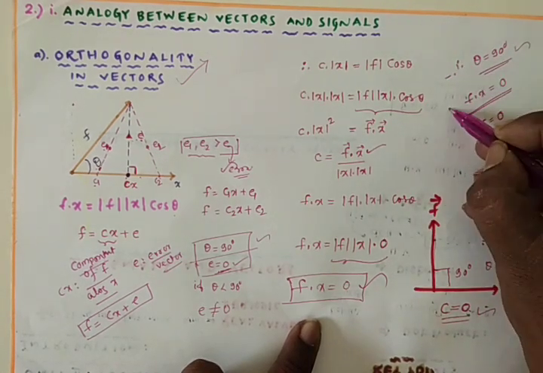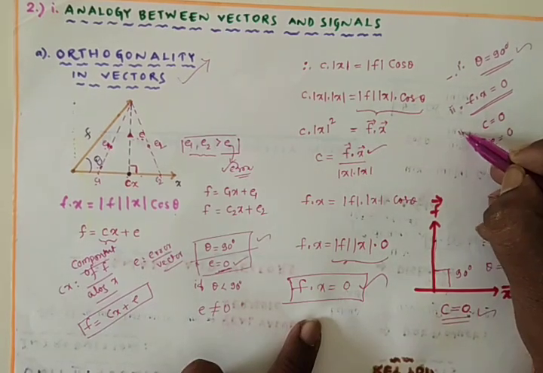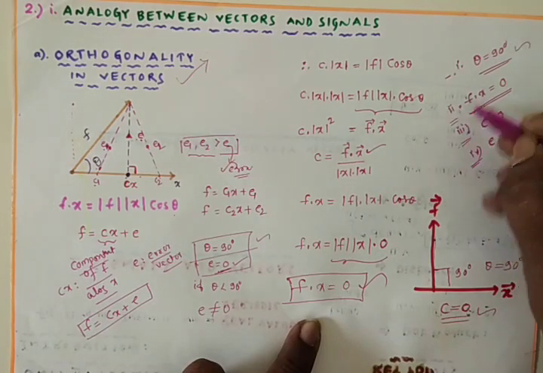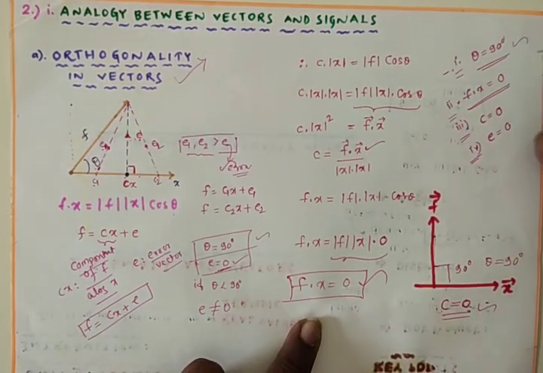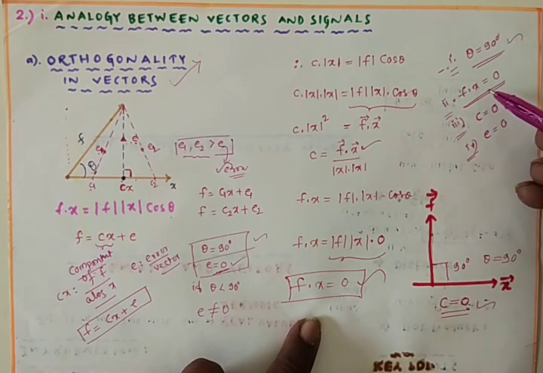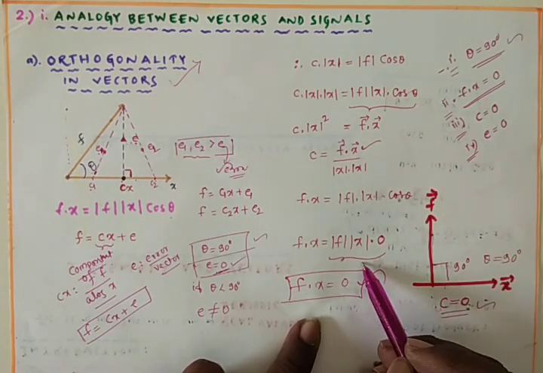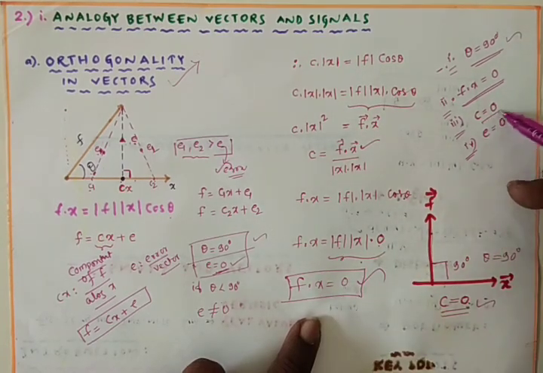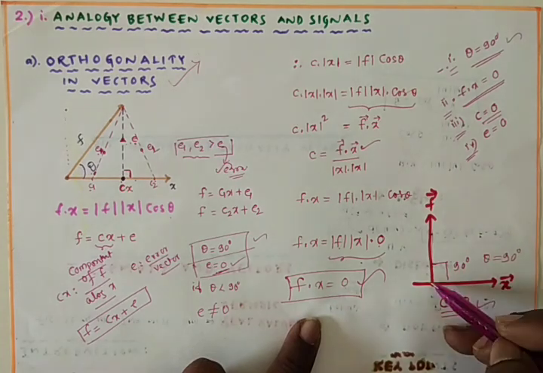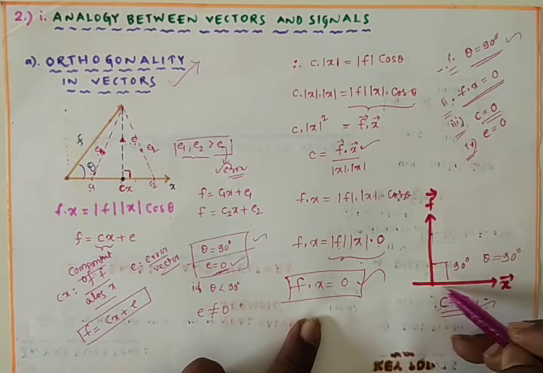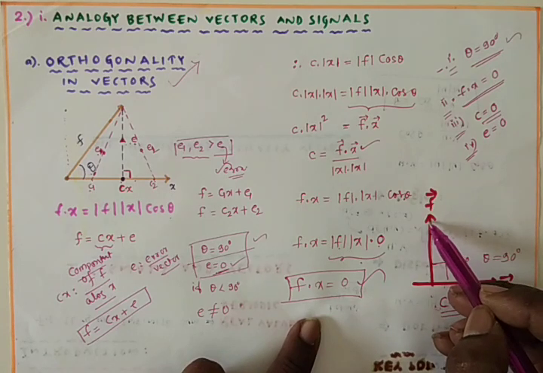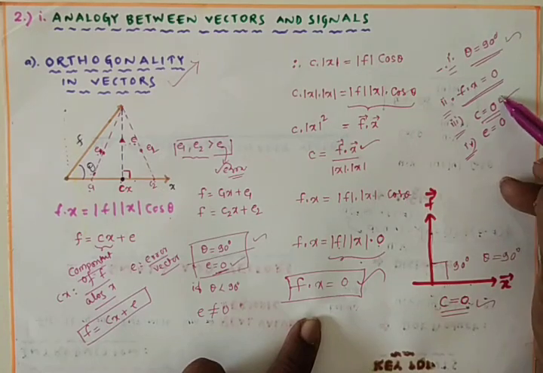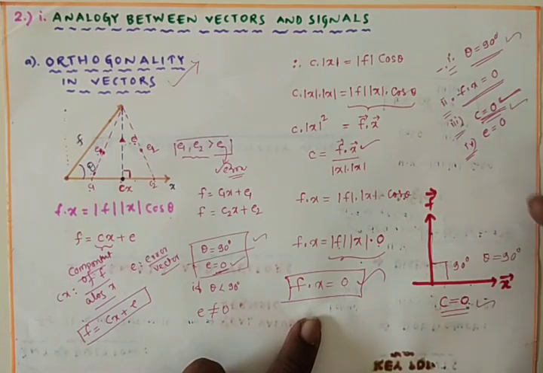These are the 4 points to be noted in the orthogonality of vectors. First point: when the two vectors are said to be orthogonal, then the angle between them must be 90 degrees. Then the dot product of those two vectors must be 0, because cos 90 is 0, and 0 times anything will be 0. If two vectors are orthogonal, one is exactly perpendicular to the other, so one vector will not project any component along the other, so c is equal to 0.